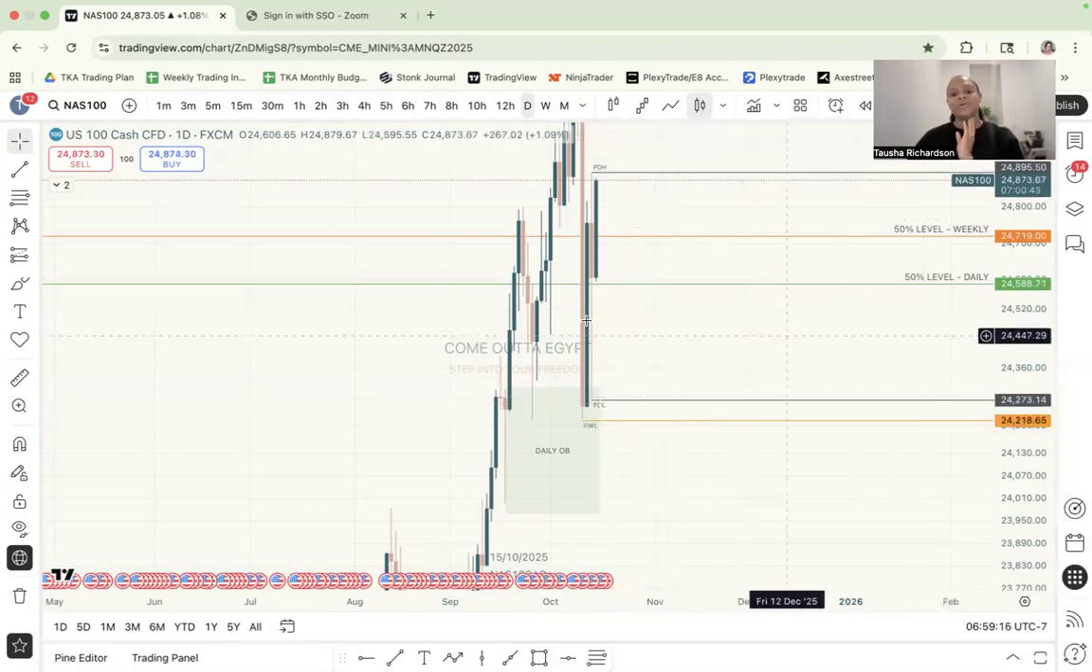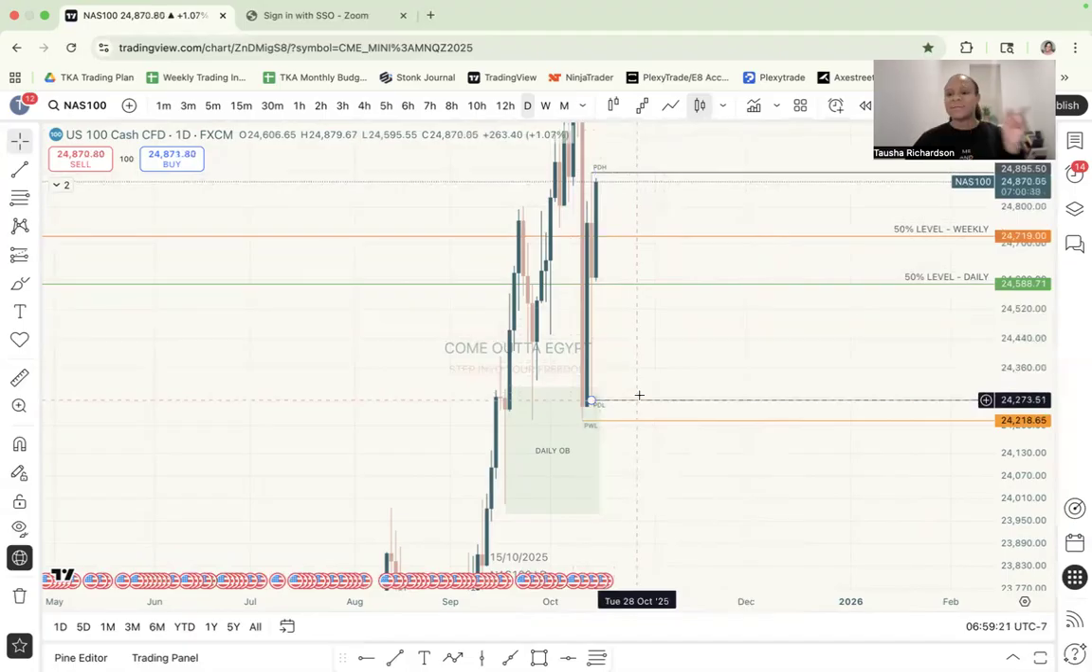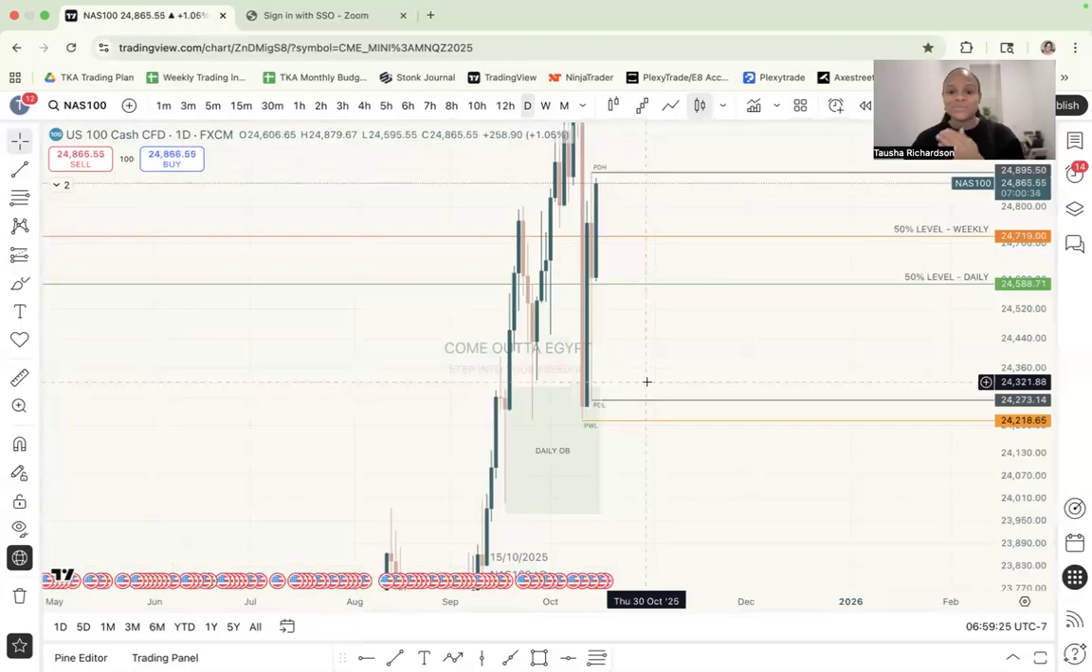So these levels are very important. So here's my previous day high. Here's my previous day low. I feel like I hear footsteps over here. Probably one of the kids, maybe my husband. I'm not sure.